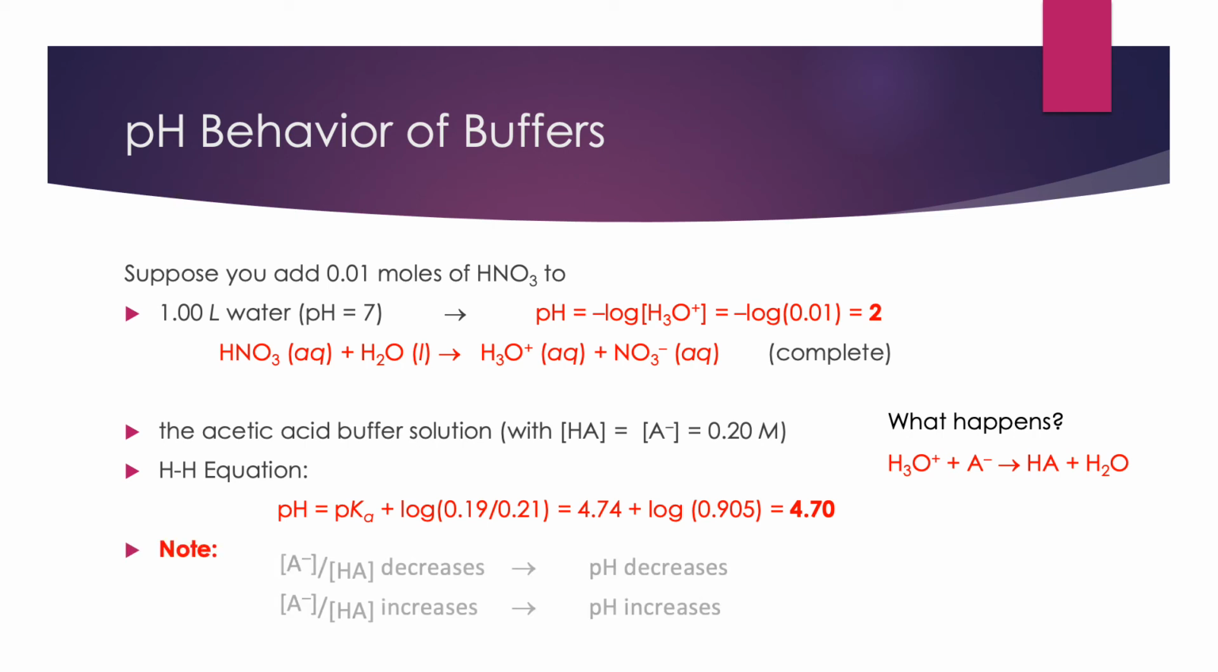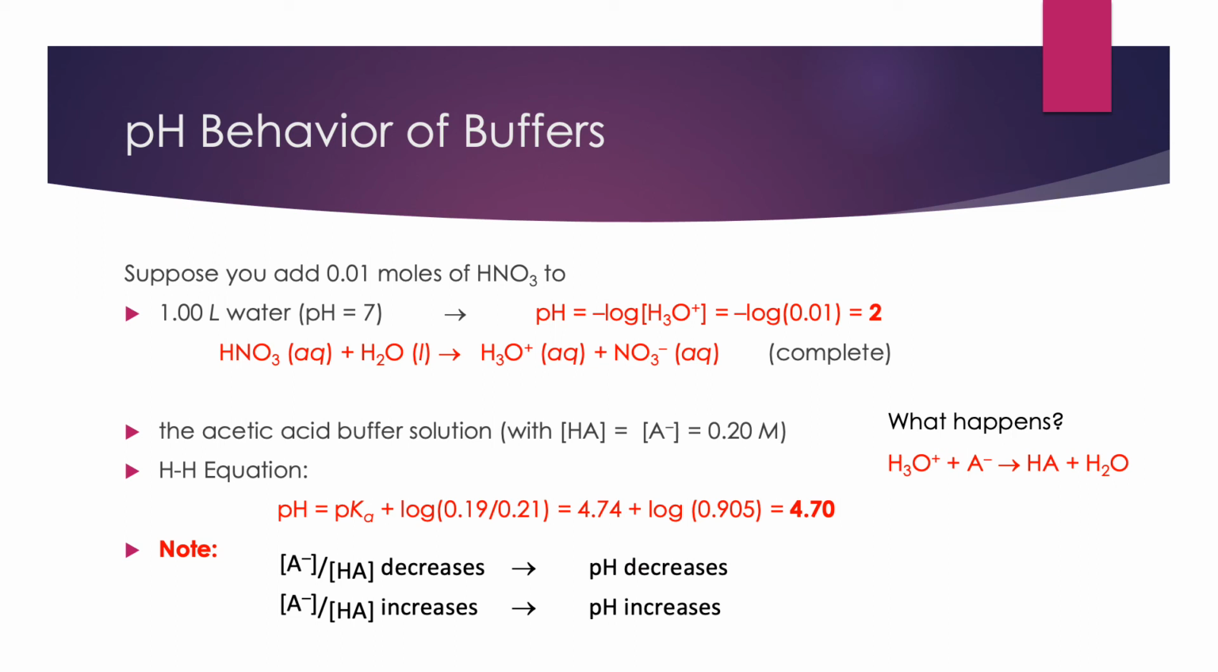So that means that we have basically shielded that solution against large pH changes even when we add a strong acid. A general note on these kinds of processes is that the ratio of those two quantities, if it decreases, okay, basically what we've done, we've had to add acid to it to decrease it because we've converted some of the A minus into HA.